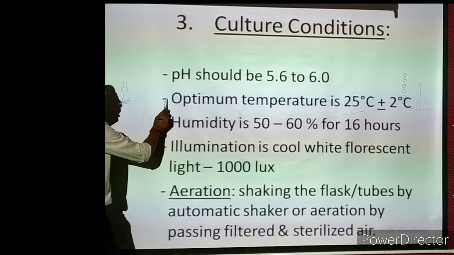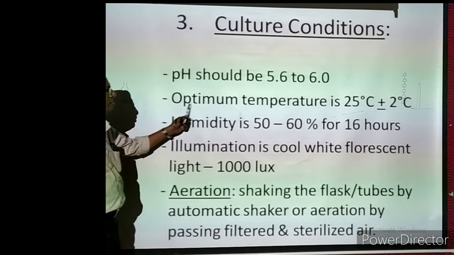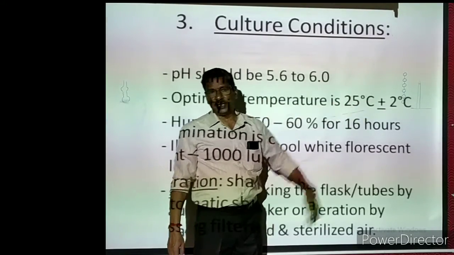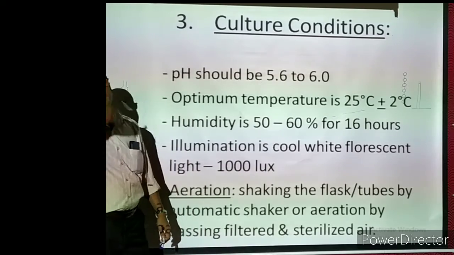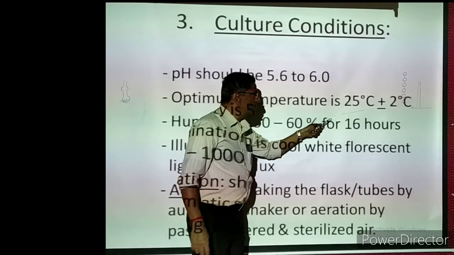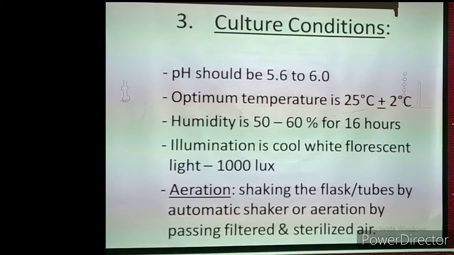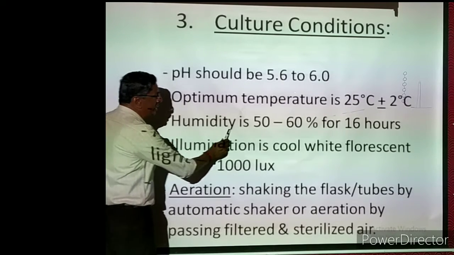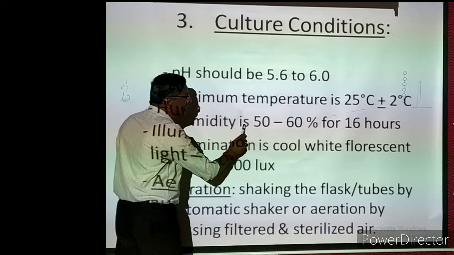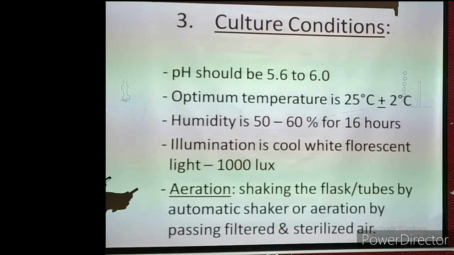Okay, the next one is optimum temperature. What is that optimum? Very, very suitable temperature. The optimum temperature is 25 degrees C, plus or minus 2 degrees C. It can be minus 2 or it can be plus 2. So the temperature should stay in that range only. It should not be below 23 and it should not be above 27. So that is 25 plus or minus 2 degrees C. Humidity means the amount of water vapor present in that area. The humidity is 50 to 60%, and the same level should be maintained for 16 hours.